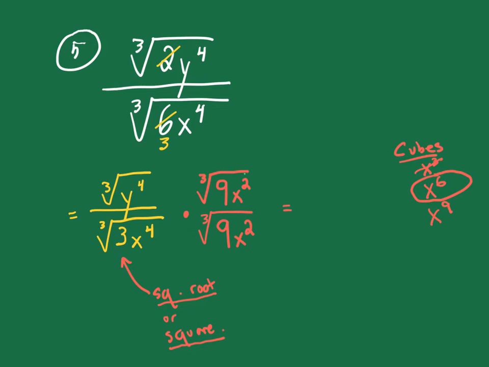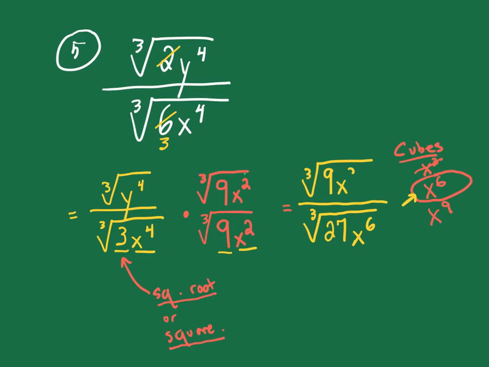So do that on top and the bottom. When we do that multiplication, we're going to end up with x to the sixth. That's a cube that'll simplify. And we'll go ahead and do that multiplication. So 3 times the 9 will give us that 27, which is a perfect cube. X to the fourth times x to the second will give us x to the sixth, which is a perfect cube. And then just do the multiplying on top. We've got the cube root of 9, x to the second, y to the fourth.